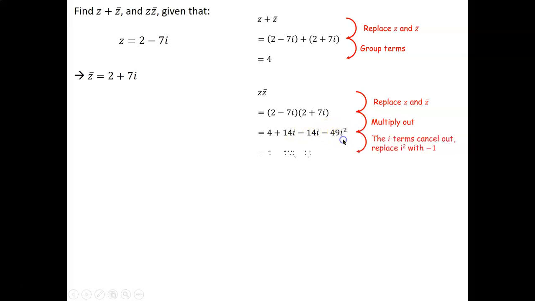The product, write the whole thing out, expand the brackets. You will see, and this is what we should expect, we've got plus 14i and minus 14i, so they cancel each other out. Then -49 times i squared, the same as multiplying by -1. And so I have 4 plus 49, which is 53. Let's try that in general.